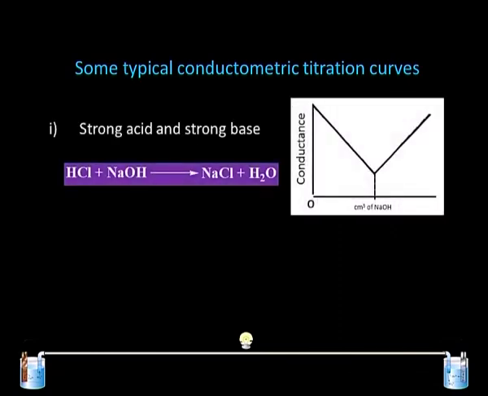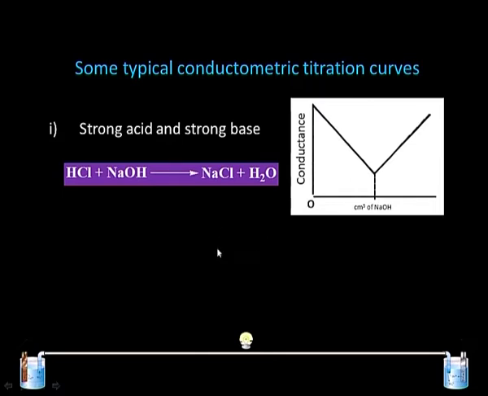The second thing is that they give a more accurate result compared with volumetric titration, because we get an equivalence point instead of an end point. Now, what are the different types of curves we can get from the various types of titration possible? The first we will look at is the titration between a strong acid and a strong base.